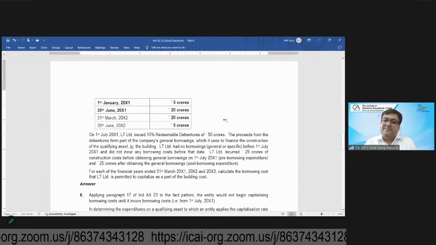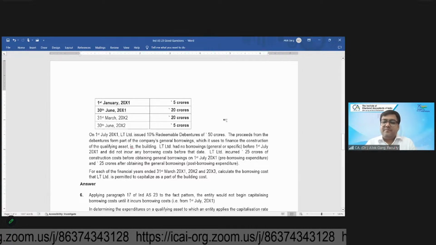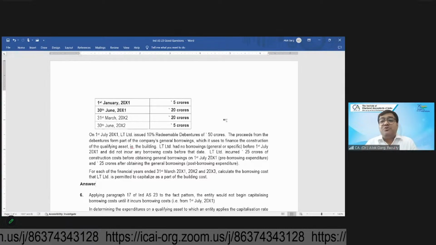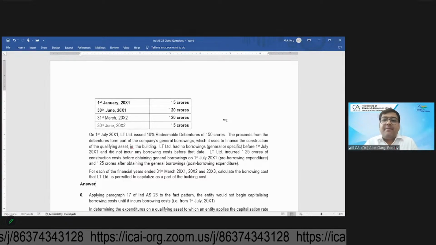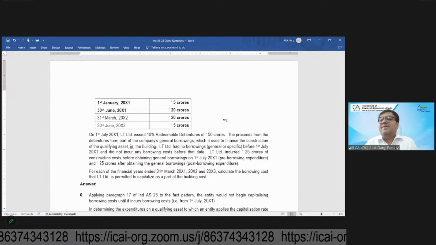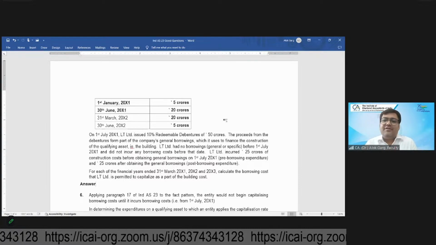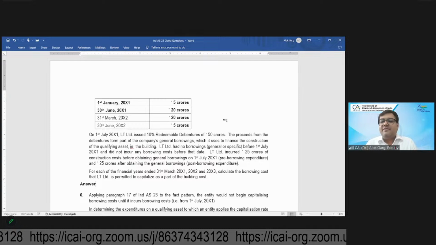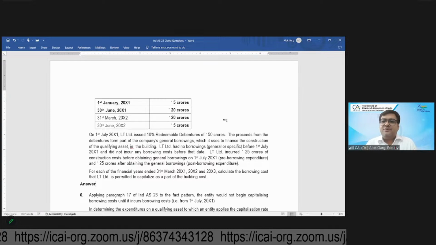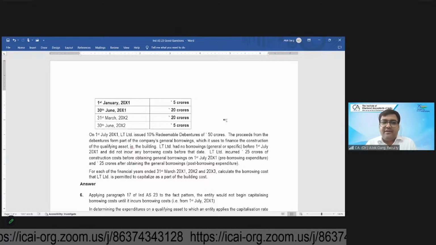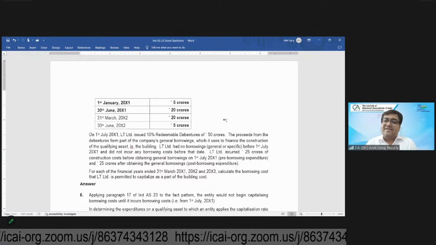Okay. Now, friends, the standard says that the company has to begin capitalization of borrowing cost from the commencement date. And the commencement date begins when three conditions are satisfied. Number one, the borrowing has to be taken. Number two, the expenditure on the asset has started. Number three, the activity to prepare the asset has started.